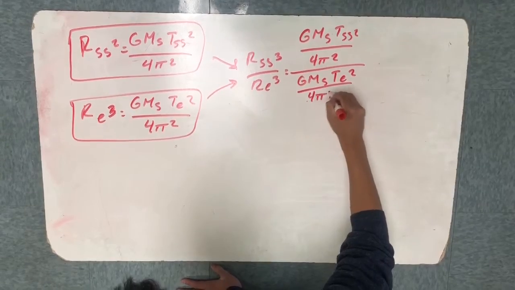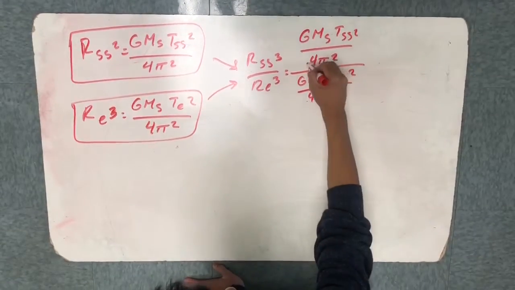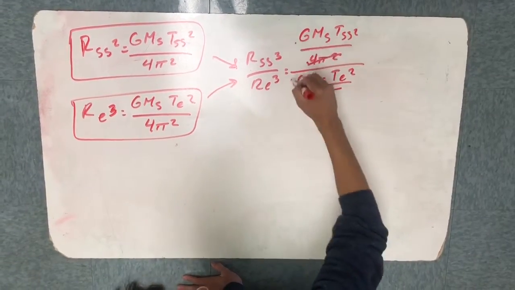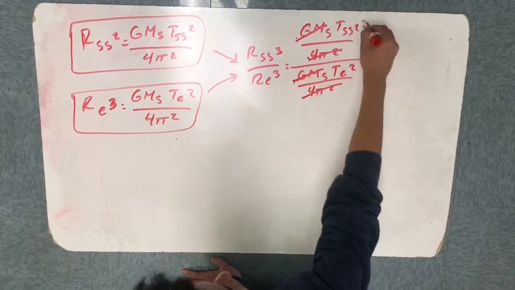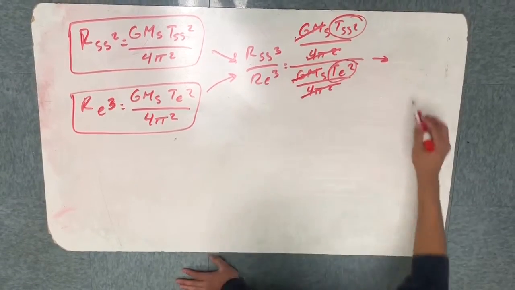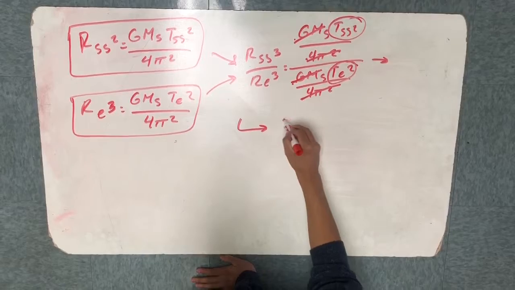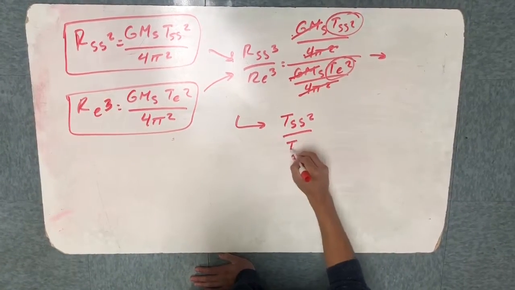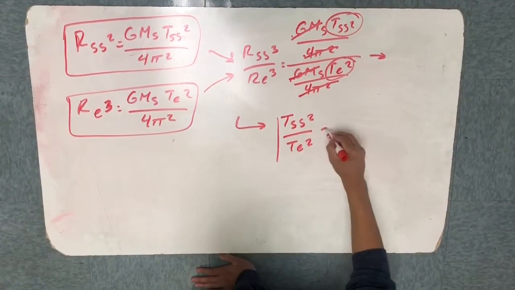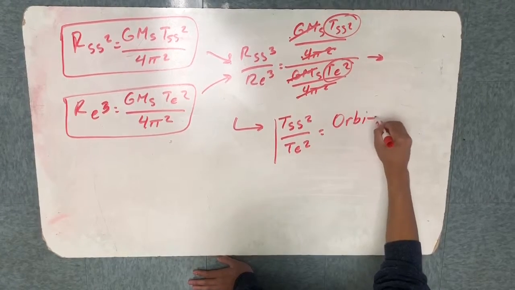Now we just write this over one another, and we notice that 4 pi squared will cancel out on both sides, and so will G and big M, as they're the same value, leaving the period for the satellite and the period for Earth squared to be the orbital radius ratio.